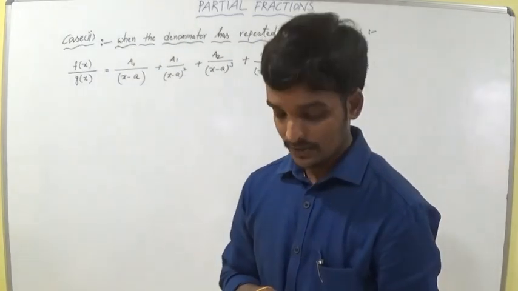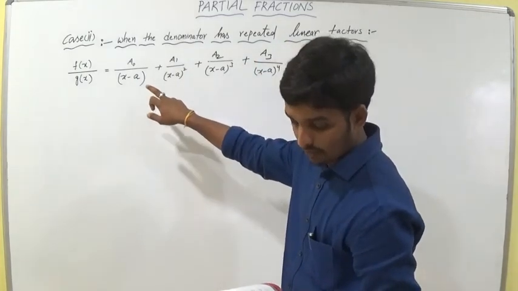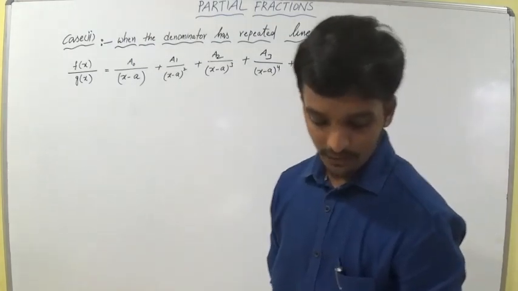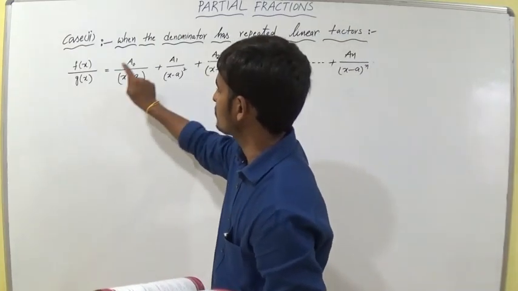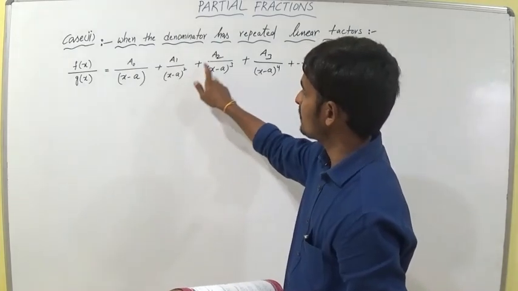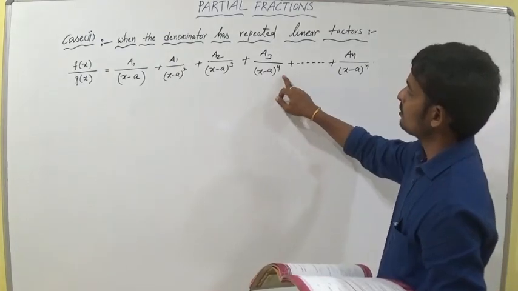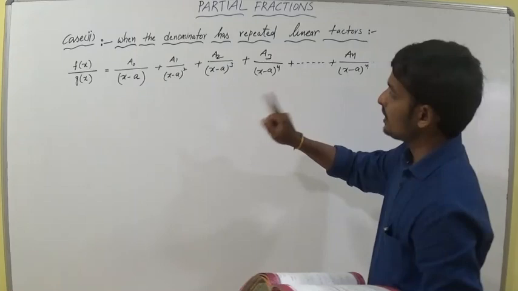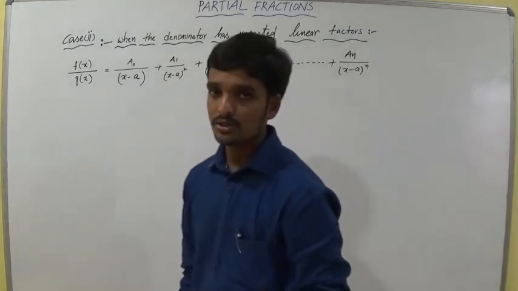Repeated linear factors. A repeated linear factor (x minus a) whole power n of the denominator corresponds to partial fractions of the form f(x) by g(x) is equal to a0 by x minus a, plus a1 by (x minus a) whole square, plus a2 by (x minus a) whole cube, plus a3 by (x minus a) whole power 4, and so on, an by (x minus a) to the power n, where a0, a1, a2, a3 and so on, an are real numbers, are constants.